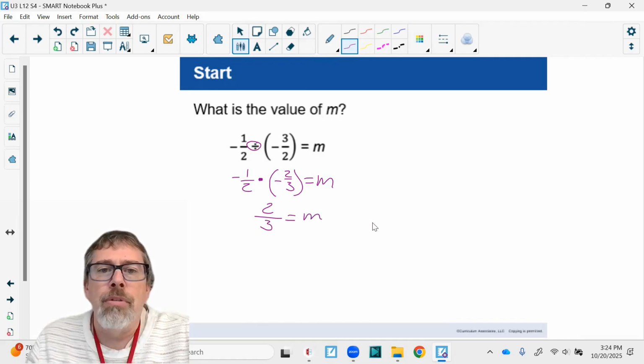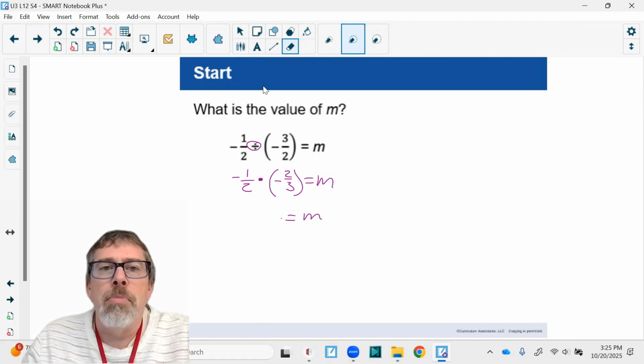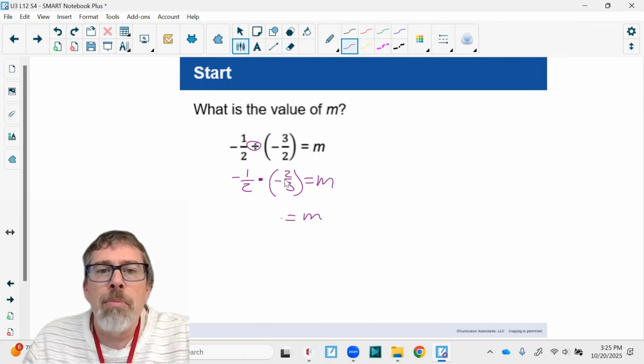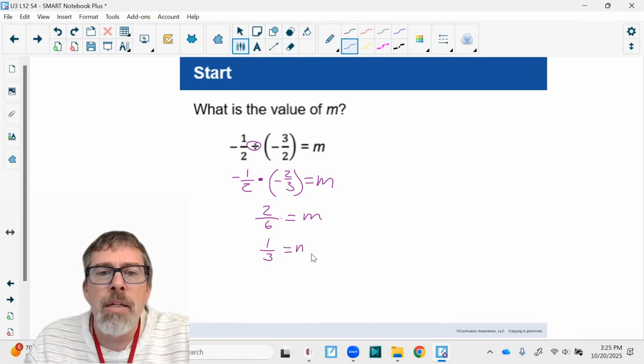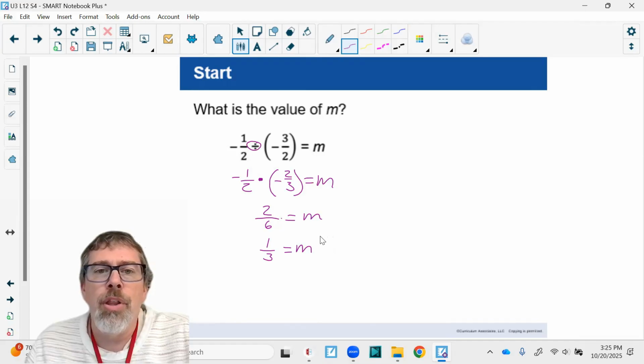1 times 2 is 2. 2 times 3 is... I'm sorry, 2 times 3 is not 3. It's been a long day. 1 times 2 is 2. 2 times 3 is 6. Reduce. 2 goes into 2 once. 2 goes into 6 3 times. M is a positive 1/3.